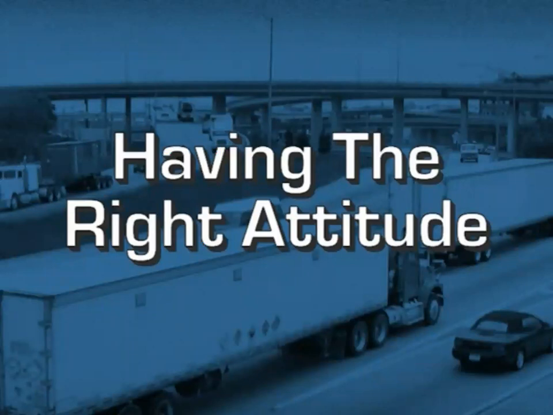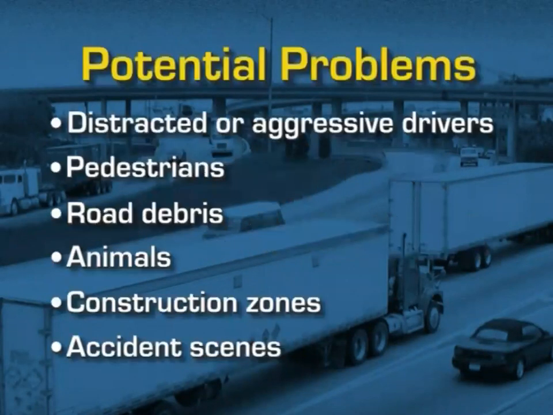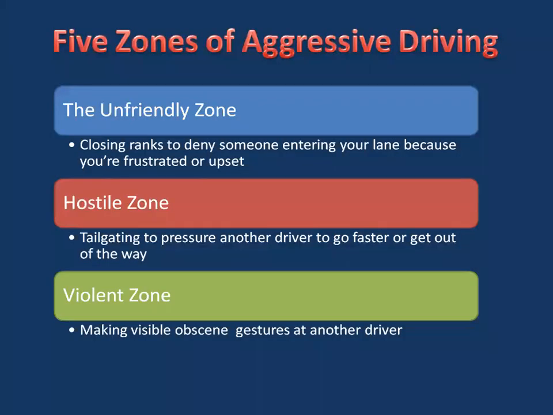So defensive driving is having the right attitude of mind and behavior of the drivers. Potential problems on the road are distracted or aggressive drivers, pedestrians, road debris, animals, construction zones, and accident scenes.